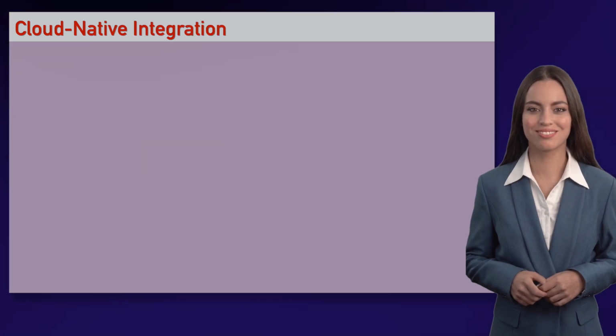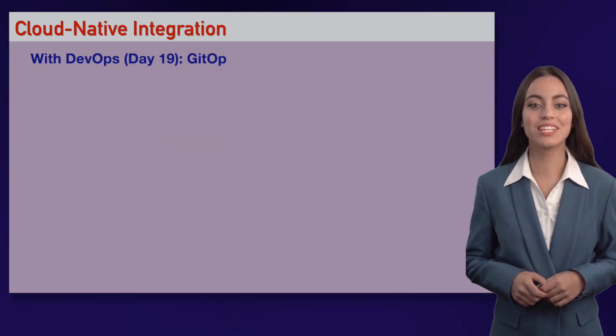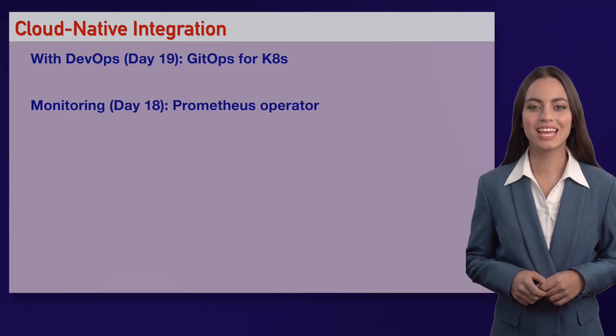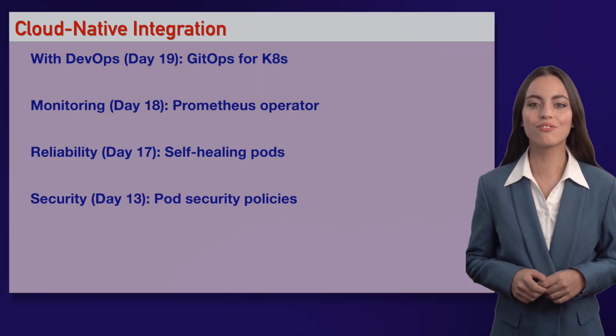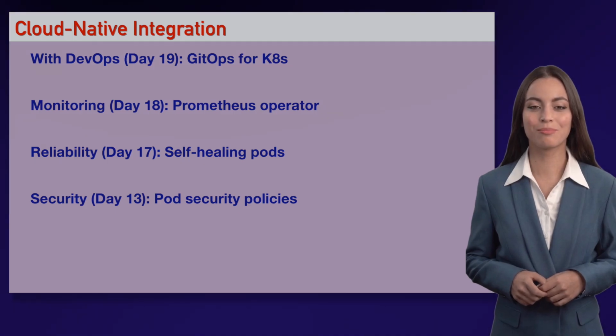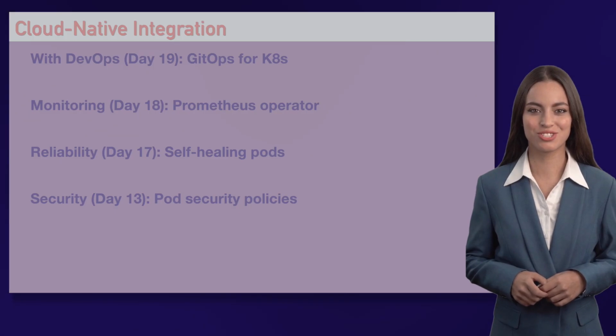Cloud-native integration. Apply Day 19 DevOps with GitOps tools like Argo CD for Kubernetes. Use Day 18 Prometheus operator for native monitoring. Achieve Day 17 reliability through self-healing pods and replicas. Enforce Day 13 security with pod policies and network isolation.